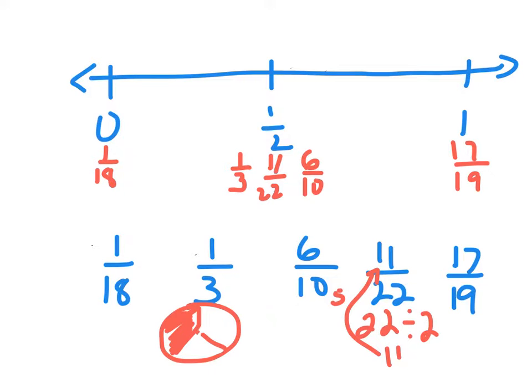So now, even though we were just looking at benchmarks, because I had the idea of looking at is it less than a half, more than a half, etc., I don't actually have anything I need to move around at this point, and my fractions are already in order from least to greatest. So 1/18 would be our smallest, then 1/3, then 11 over 22, 6/10, and 17/19.